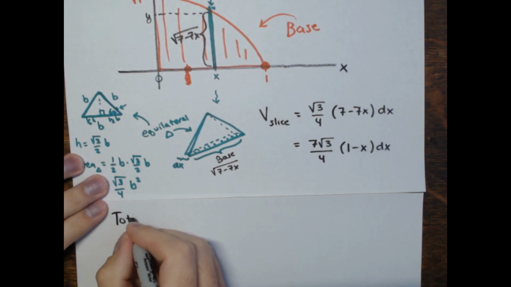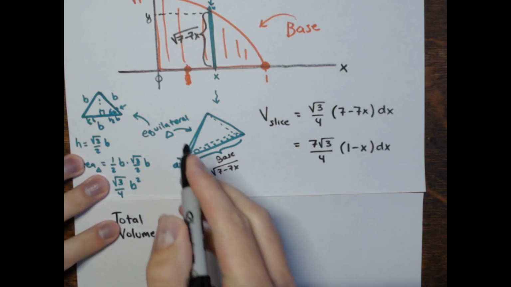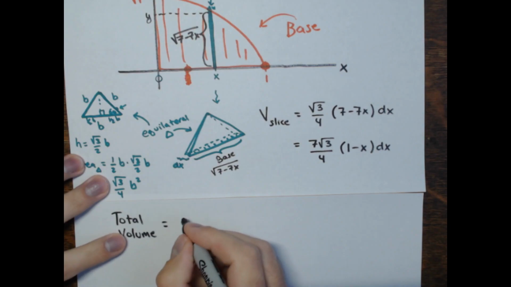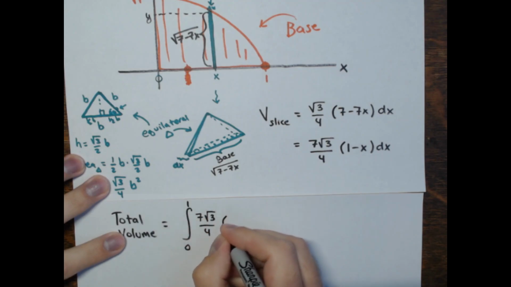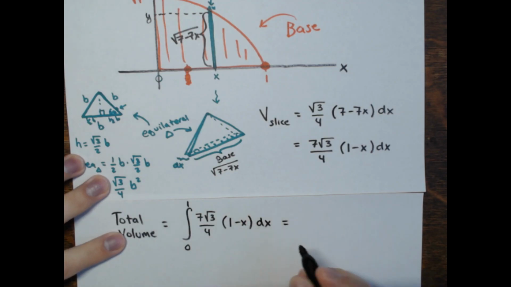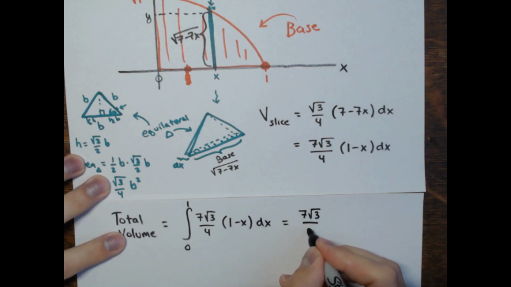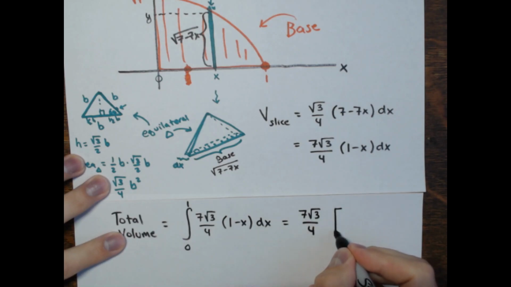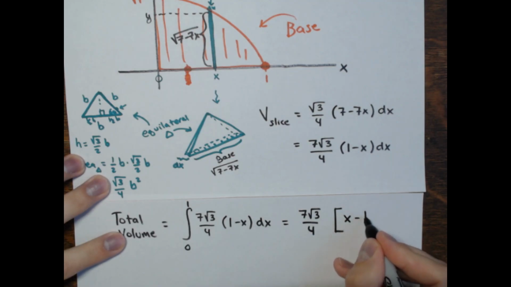So then the total volume of our 3D shape is going to be, I'll do this slicing for every x value from 0 to 1. So the integral from 0 to 1 of these slice volumes: 7 times the square root of 3 over 4 times 1 minus x times dx. And I'll pull the 7 square root of 3 over 4 out. That's a constant multiple. And I'll just do the integration. When I integrate 1 minus x, that's x minus half x squared.